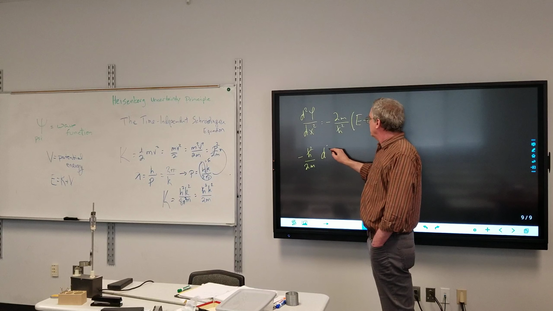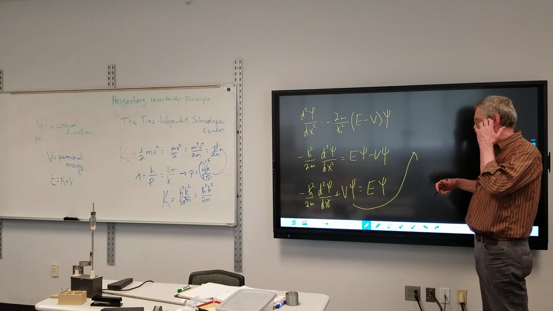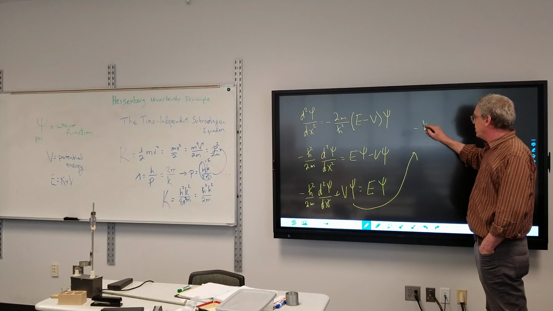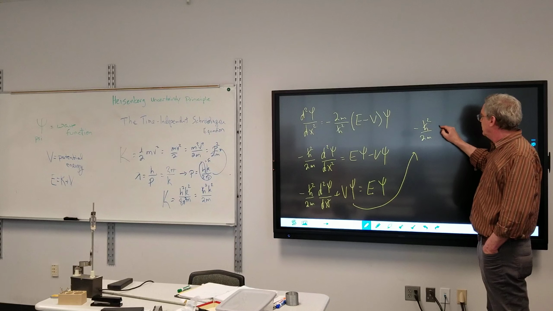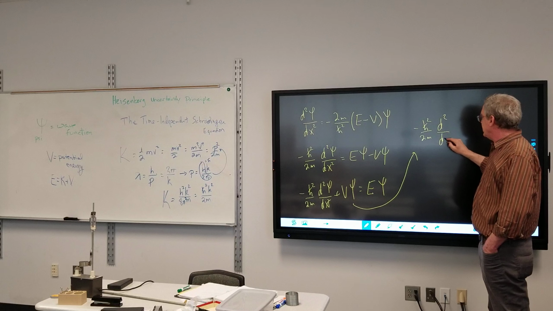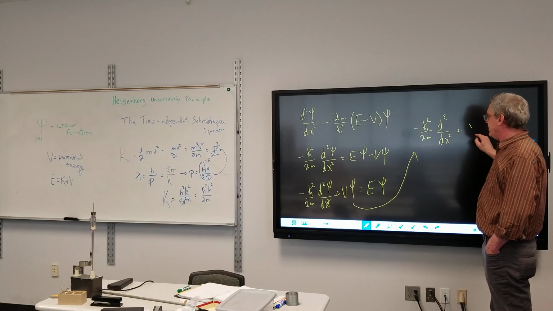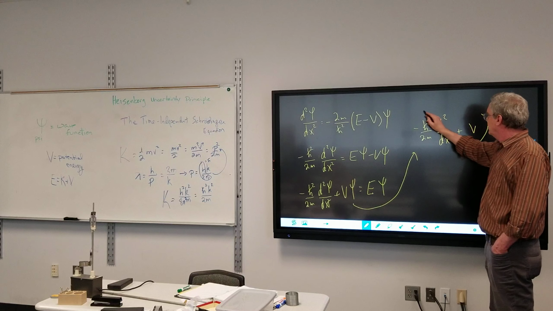We can take it one step further, as sometimes textbooks will. It's not officially factoring out the psi, but we're going to sort of factor out the psi and write it as negative h bar squared over 2m d squared over dx squared plus V, psi is equal to E psi. This right here is an operator. It doesn't exist by itself. I can't divide both sides by psi.